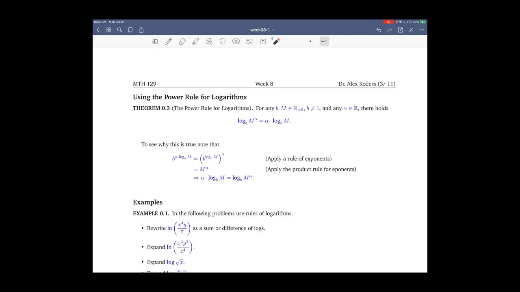This here is an important rule called the power rule. In a certain sense, it mimics the well-known rule for exponential functions. B to the power x, then raised to the power y equals b to the power product x times y.